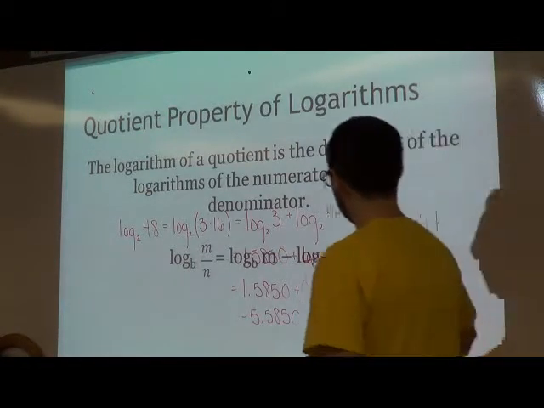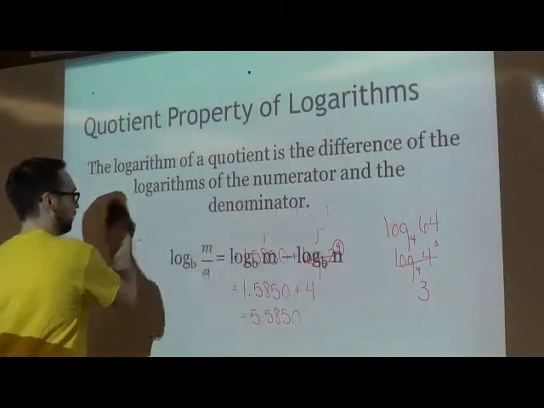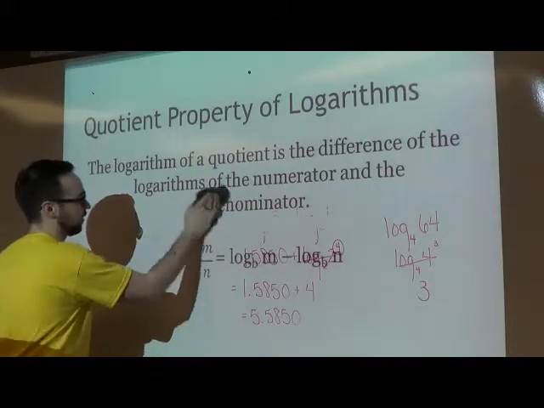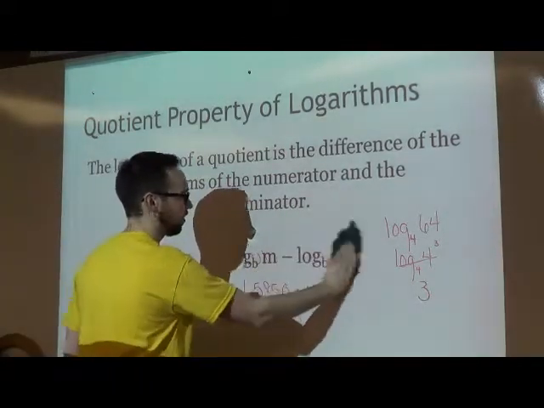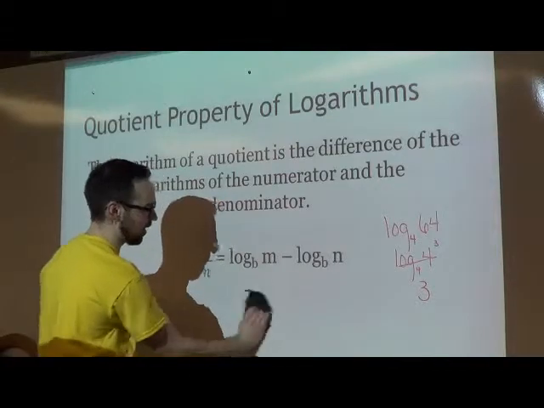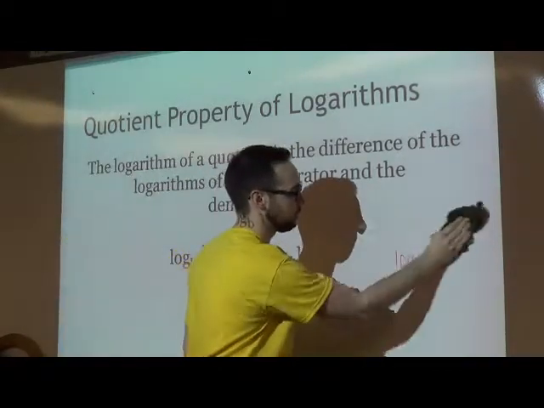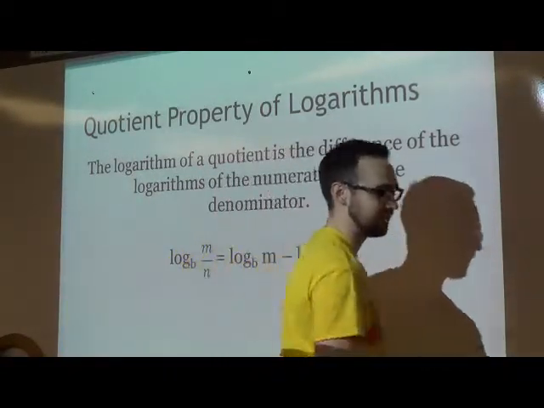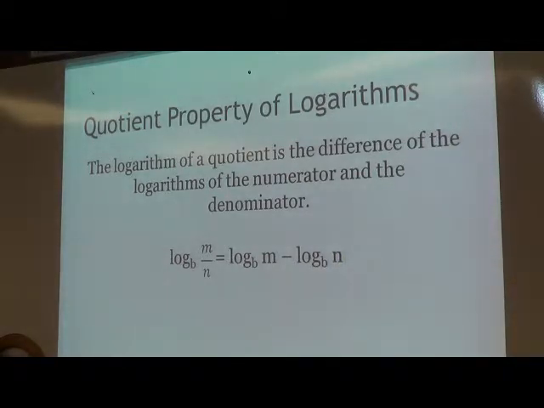Similarly, when you're dividing two things by one another, then we're looking at subtraction. So the logarithm of a quotient is equal to the difference of the two different logarithms. So there we had the log of m divided by n, and then we made that the log of m minus the log of n.